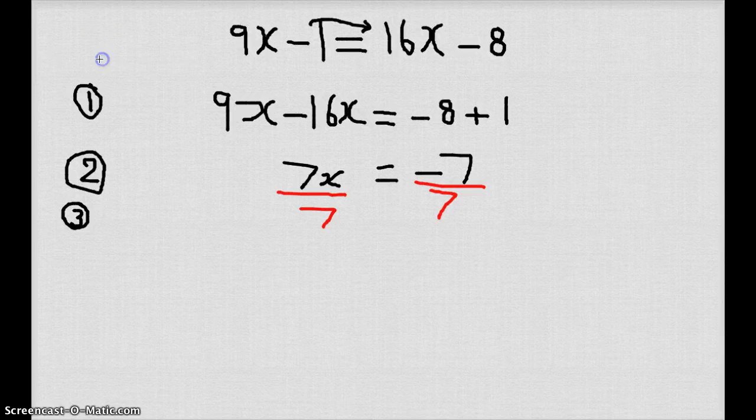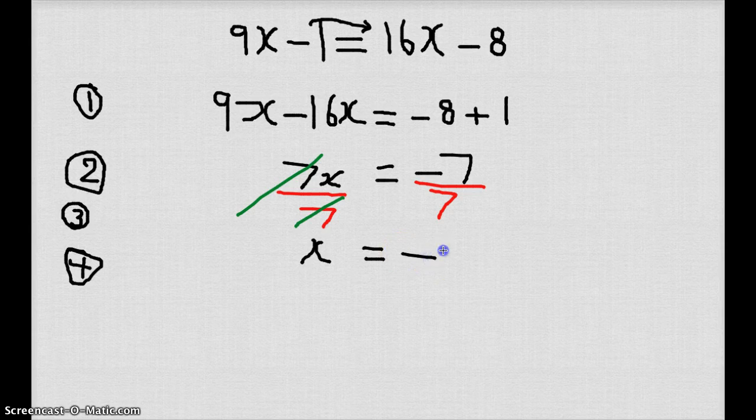And our fourth and last step is that we know that the 7 cancels with the 7, and therefore it remains x by itself equals negative 1. Since negative divided by a positive is a negative, and 7 divided by 7 is 1. And therefore here is our answer, x is minus 1.